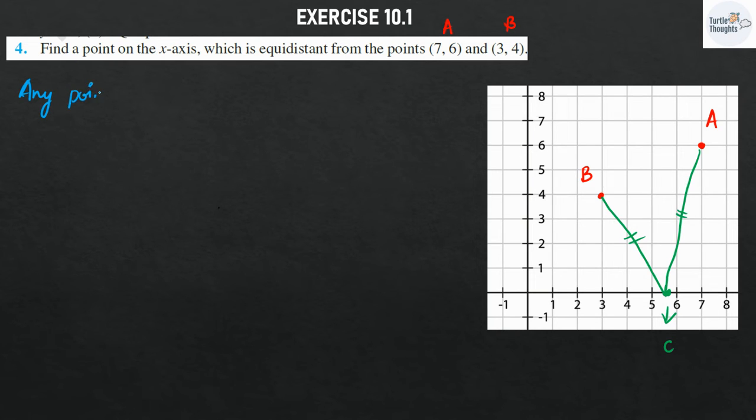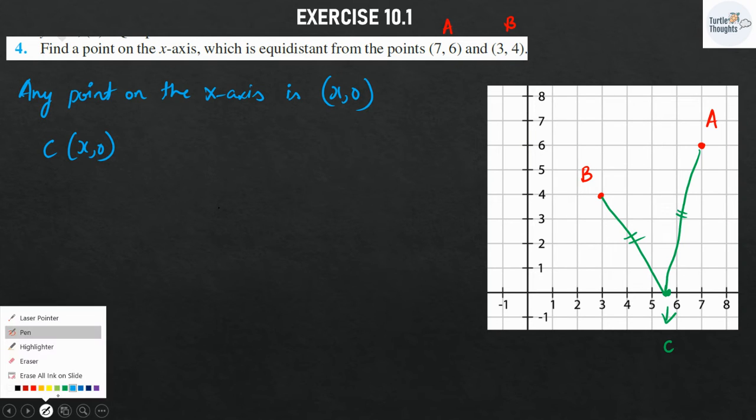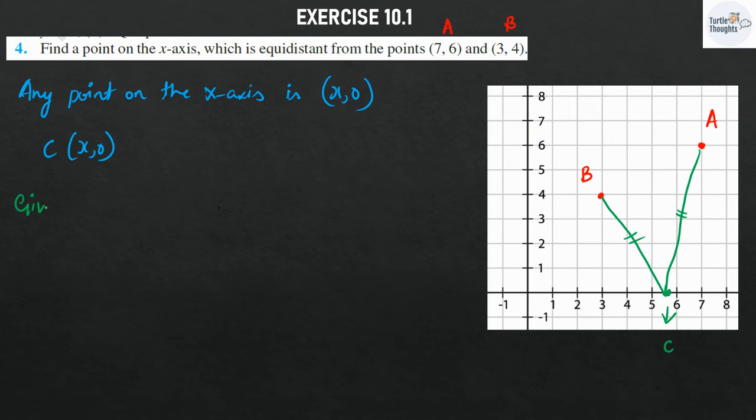Any point on the x-axis is (x, 0). So I can consider C as (x, 0). They have given that this point C is equidistant from the points A and B, which are (7, 6) and (3, 4). So I can tell what is given in the question: the distance AC should be equal to the distance BC.